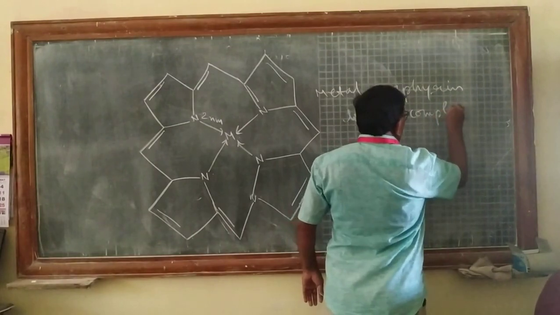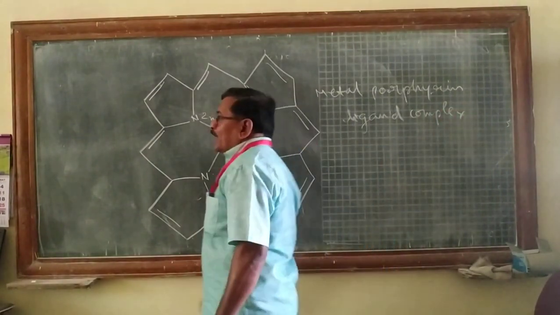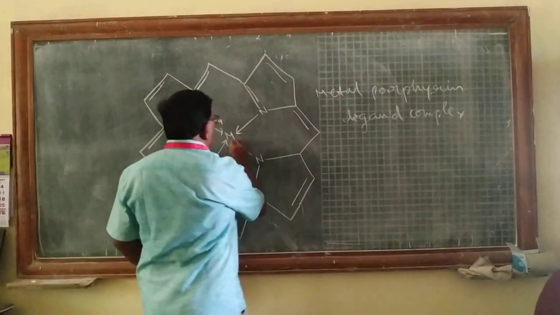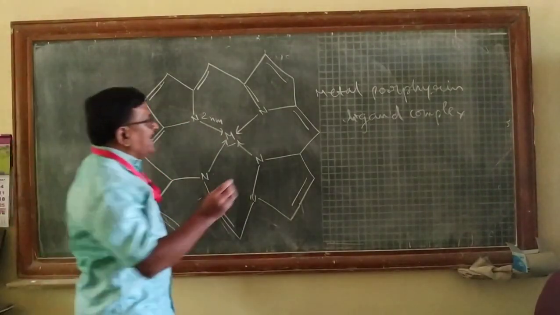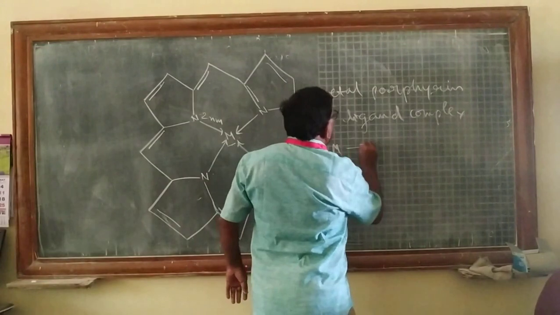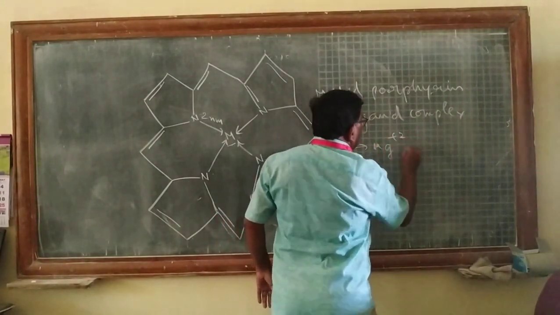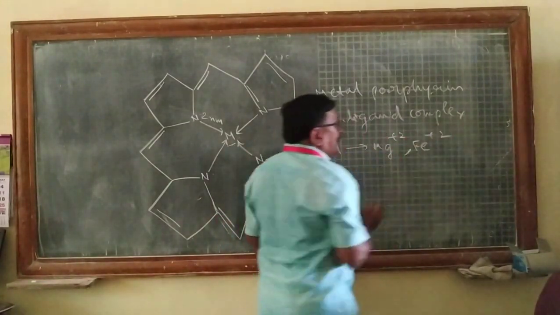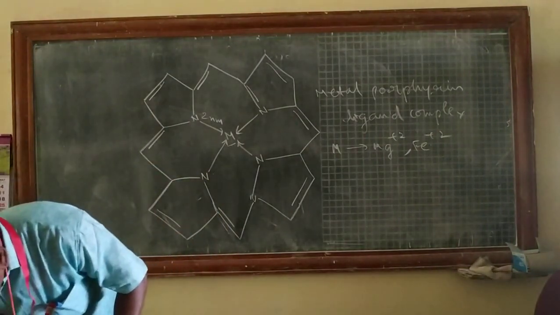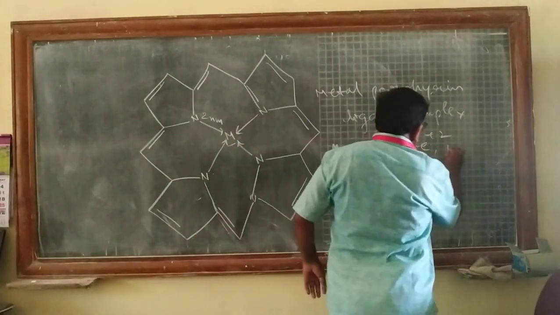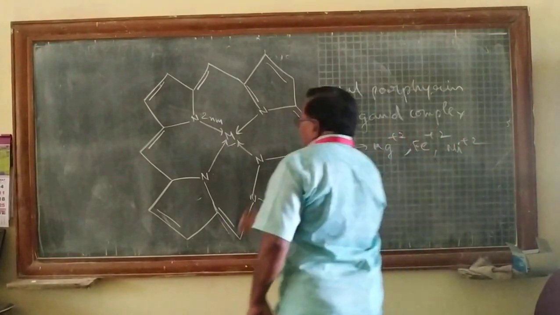Ligand complex. So here in the metalloporphyrin complex, at the center there will be a metal. The metals are magnesium, iron. The M is magnesium, Mg+2, or iron, and the third one is nickel, that is Ni+2.